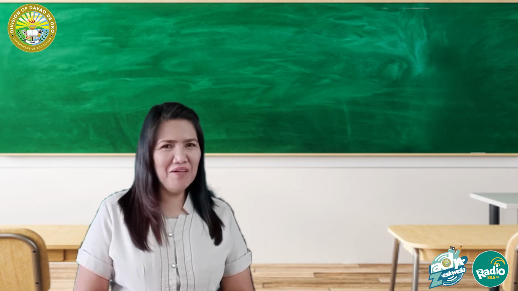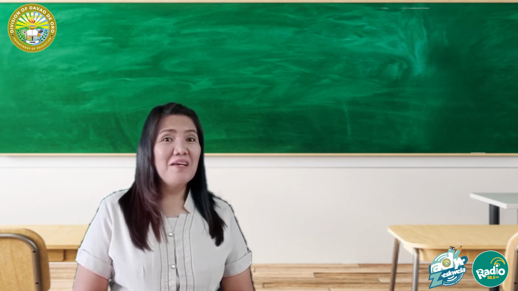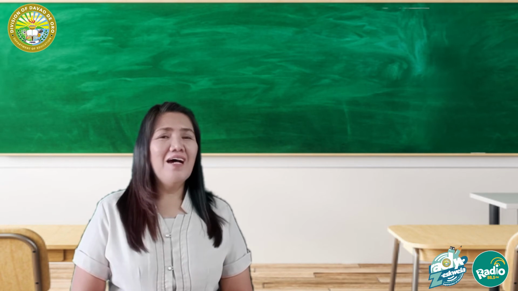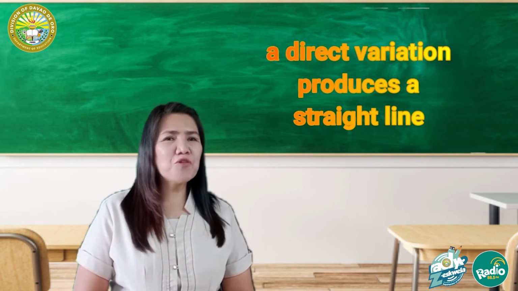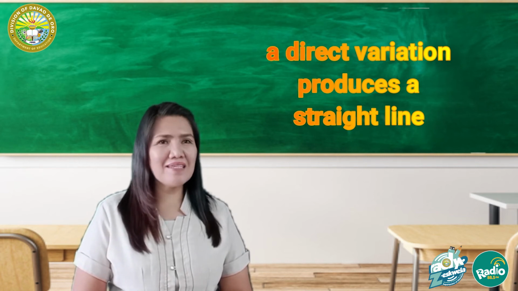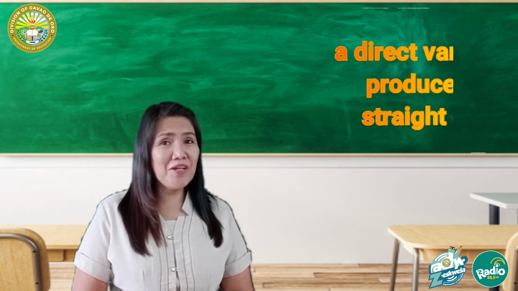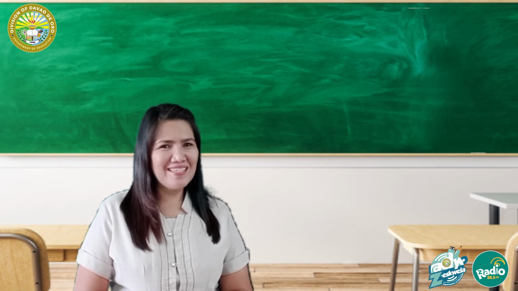What have you observed? Very good! A direct variation produces a straight line when plotted. Is it clear now, students?